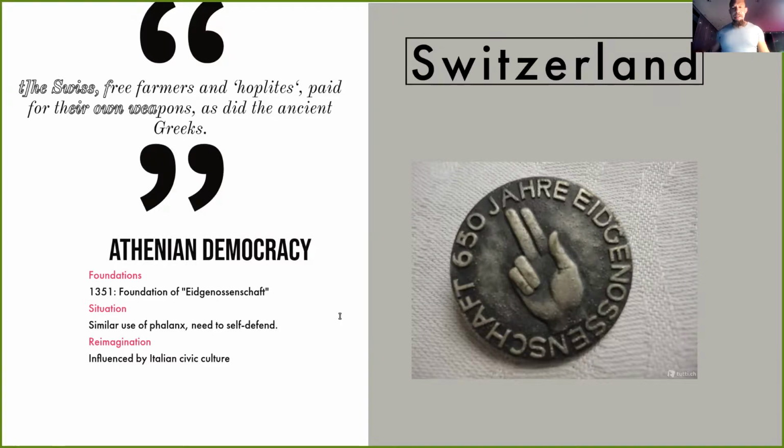Importantly, the authors note that the dense, compact Swiss infantry phalanxes armed with halberds and pikes proved superior to the medieval feudal armies they faced. And within the framework of the phalanx, they were forging values similar to those of the Greeks, which evolved into democratic values.